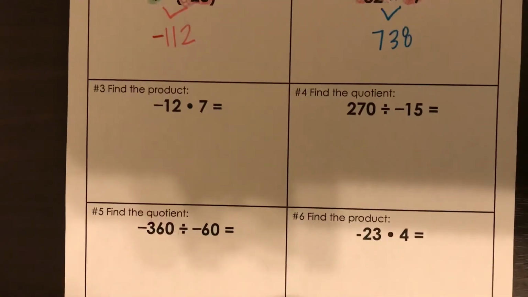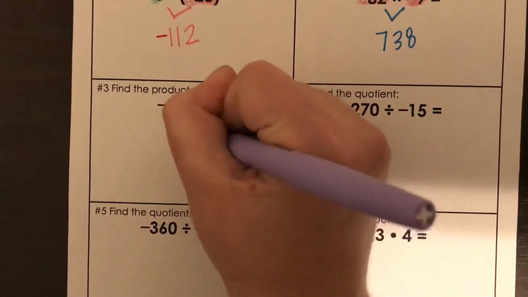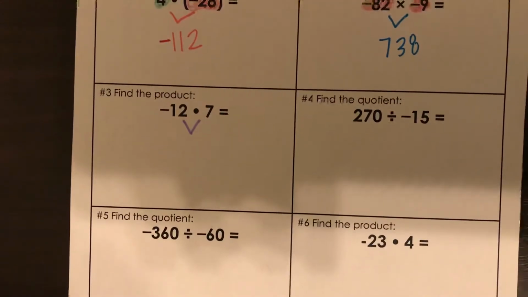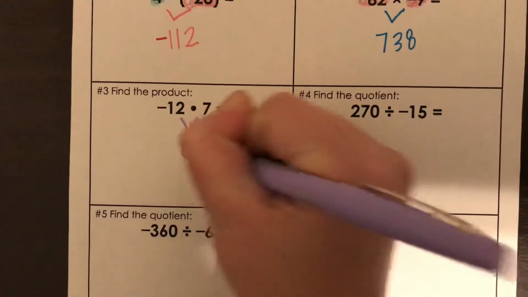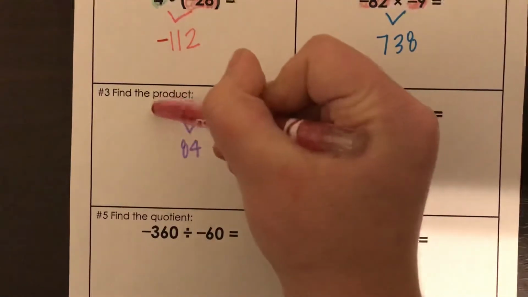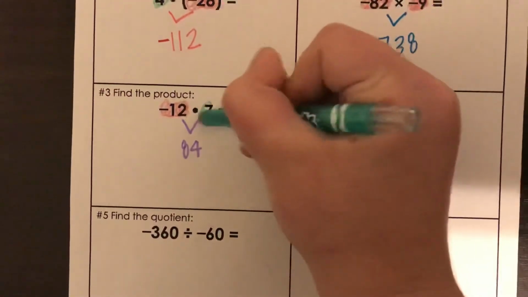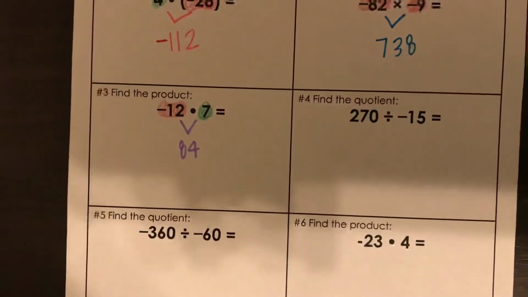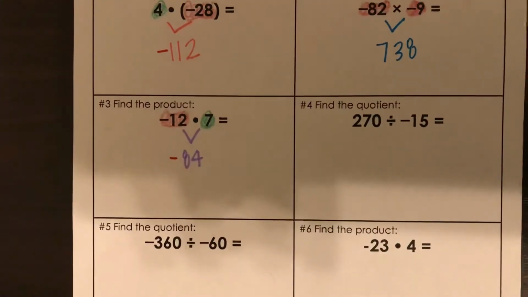All right, the next one says find the product, negative 12 times 7. Once again, I'm just going to do the math, ignoring the signs. 7 times 12 is going to give me 84. Now I have to go back and look at the signs to figure out what kind of sign I'm going to have on this problem. We have negative 12 and a positive 7, two different signs, which means our answer is going to be negative. So negative 12 times 7 gives us negative 84.